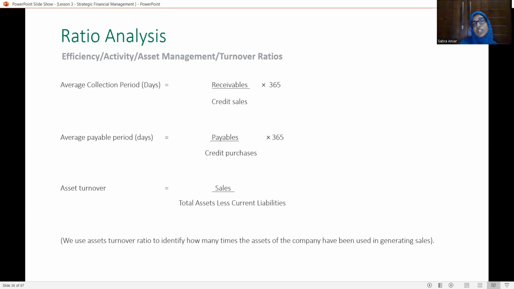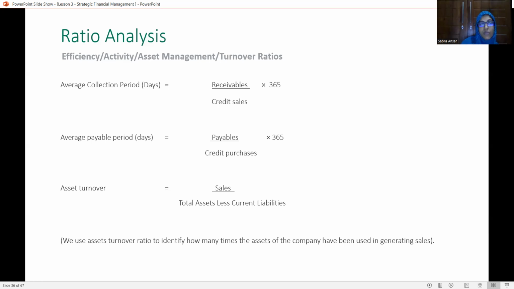Then there is average collection period, or the days, where the receivables are divided by credit sales and multiplied by 365 days. So receivables are being compared to the credit sales, and average payable period would be the payables, which are compared to credit purchases and multiplied by 365 days.